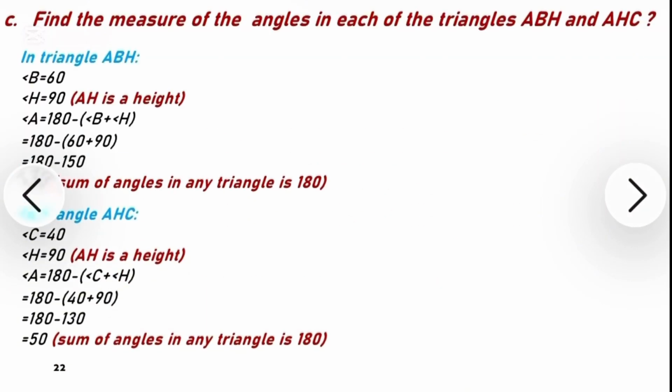Now, on the other side, in triangle AHC, we have ACH equal 40 degrees given, and AHC equal 90 degrees because AH is a height. So we write C equal 40, H equal 90, and A equals 180 minus the sum of the given angles, which are 40 plus 90. So the final answer is 50 degrees.